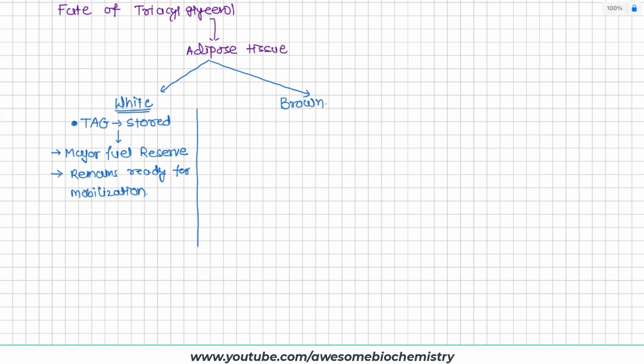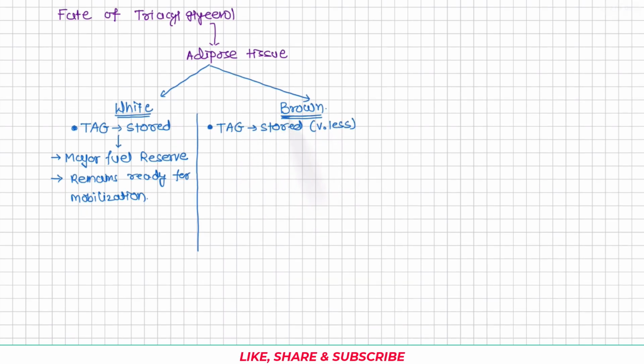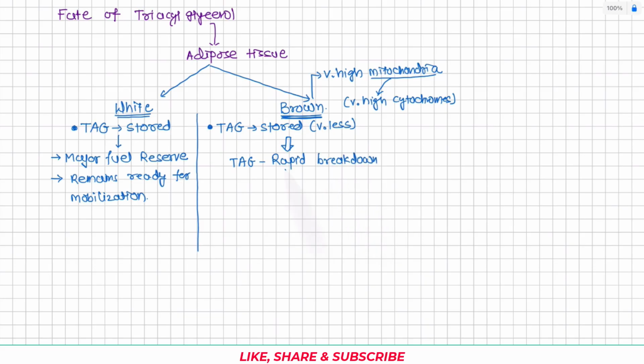On the other hand, in brown adipose tissue, triacylglycerol gets stored but in very small amounts. The unique thing about brown adipose tissue is that it contains a very high number of mitochondria and each mitochondrion contains a very high amount of cytochromes, which is actually responsible for the brown color of this tissue. In this brown adipose tissue, triacylglycerol is rapidly broken down, releasing free fatty acids that enter mitochondria and undergo beta oxidation to release energy.